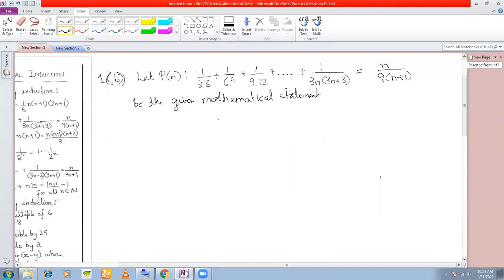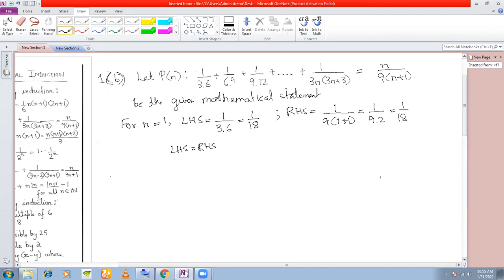Okay. So for n is equal to 1, what is the left hand side? Only the first term, right? 1 by 3 into 6, which is equal to 1 by 18. What is the right hand side? 1 by 9 into 1 plus 1. That is 1 by 9 into 2, which is equal to 1 by 18. Right? So left hand side is equal to right hand side.